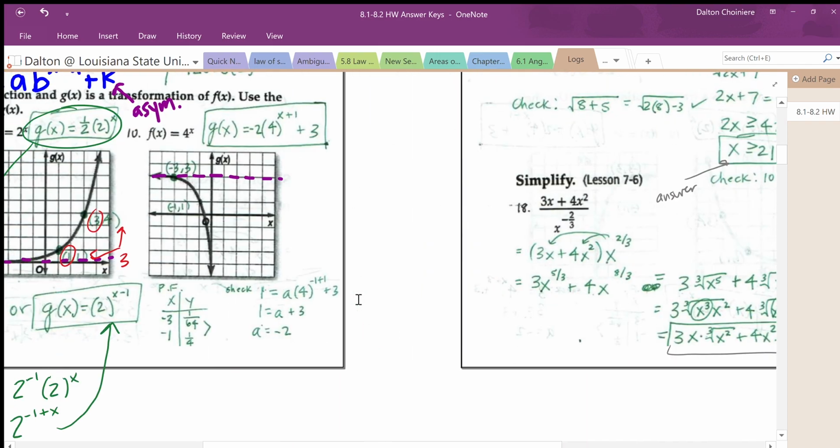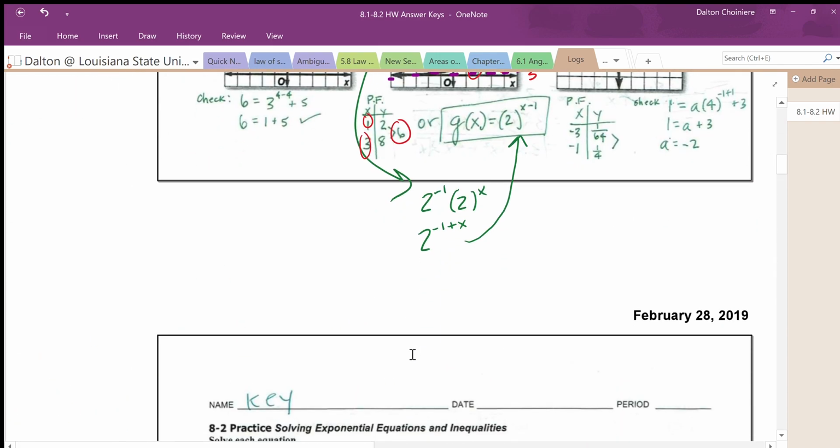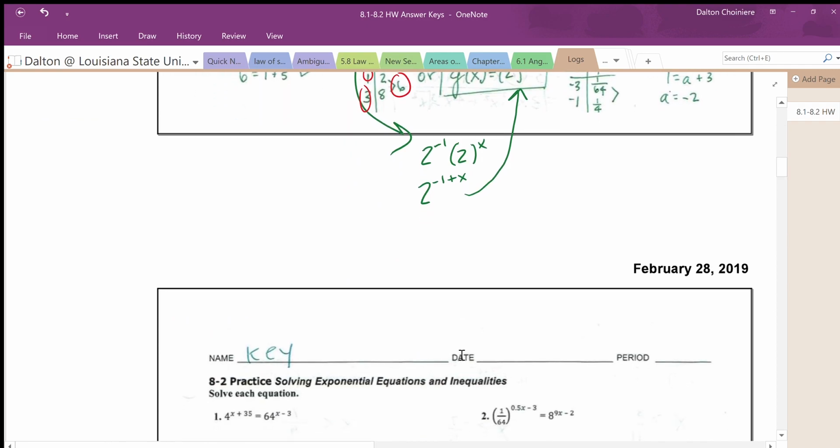Okay, moving on to our next homework assignment. This is 8.2. You're going to turn this in on test day, but I would like for you to grade this as we normally do. You're going to put two numbers up on top. There are, I believe, 20 questions on this homework assignment. So the first grade that I want you to put is just out of 20.